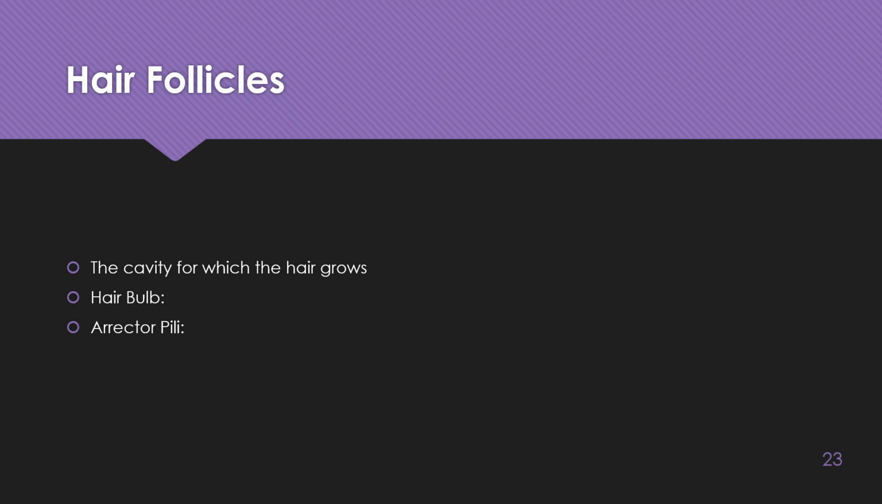We also have the erector pili, and this is a bundle of smooth muscle cells. When the erector pili is relaxed, the hair lies flat, and when the erector pili contracts, this is what allows our hair to stand up on end, and this also gives us goosebumps, the contraction of the erector pili.